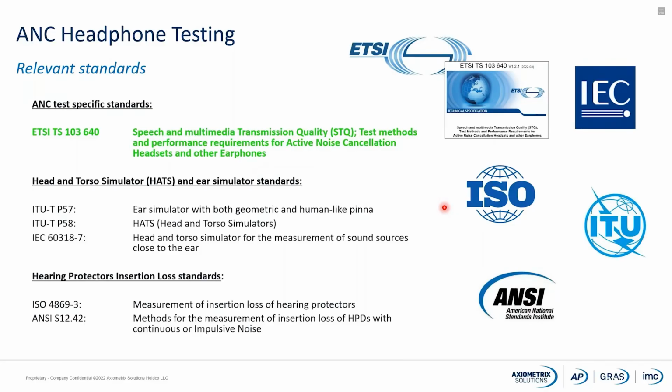Now let's look at some relevant standards. I think nowadays the most important standard with recommendations for testing ANC is the ETSI TS 103 640, Speech and Multimedia Transmission Quality, Test Methods and Performance Requirements for Active Noise Cancellation Headsets and Other Earphones. This standard itself, we're going to look at it in the next slide.